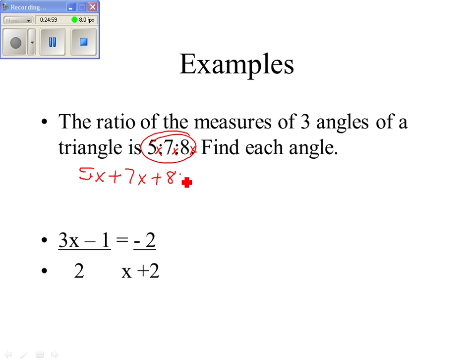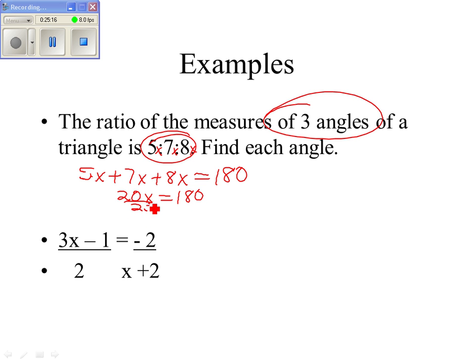This time we are talking about the angles of a triangle. What do you know about the 3 angles of a triangle? Yeah. They have to add up to equal 180. How many x's do we have there? 20x equals 180. Divide by 20, what's x? 9.